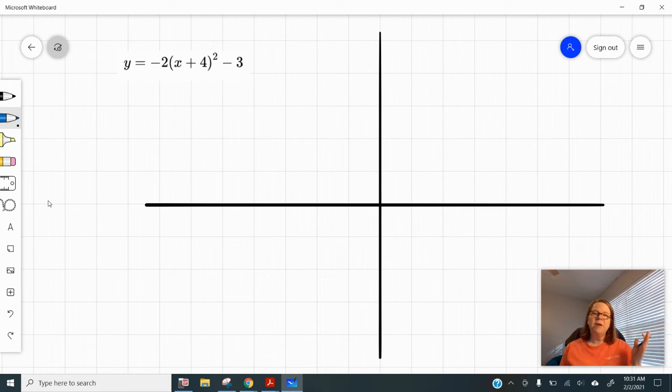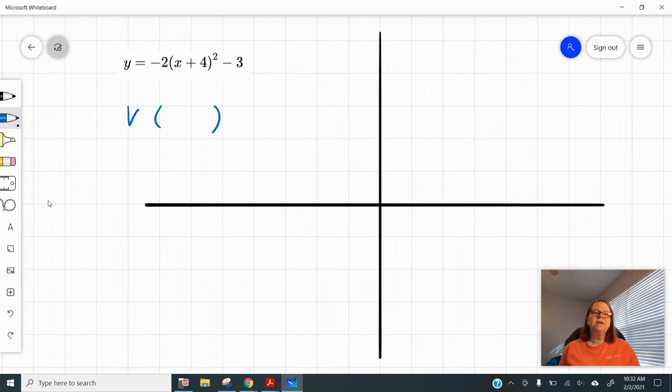Let's just look at graphing a quadratic that is in vertex form. And that vertex form is great because it's really straightforward as far as figuring out what the vertex is. It's not a long process like it can be with standard form and intercept form sometimes.